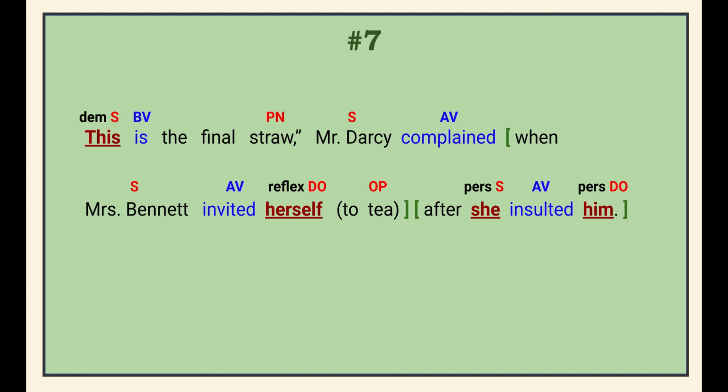The next pronoun is she. It's a personal pronoun. It refers back to Mrs. Bennet, and it's acting as the subject of the verb insulted. And our final pronoun is him. It's also a personal pronoun. It refers back to Mr. Darcy, and it's acting as the direct object for the action verb insulted.